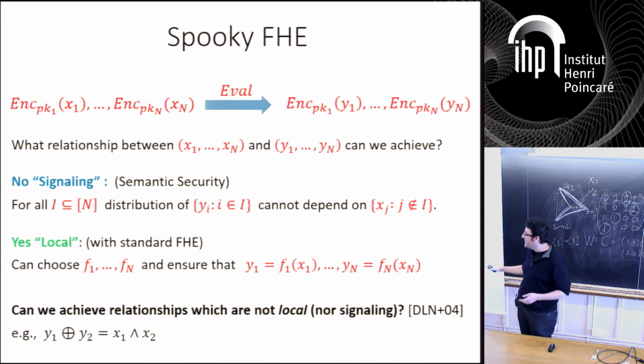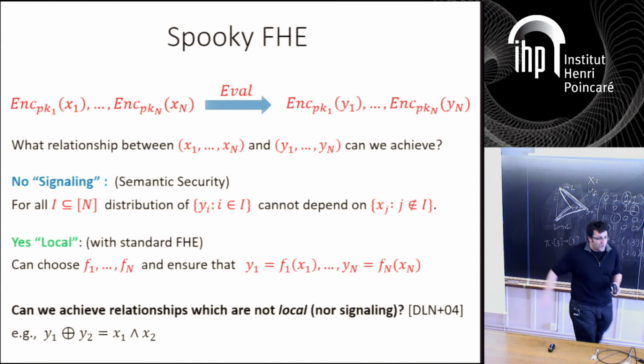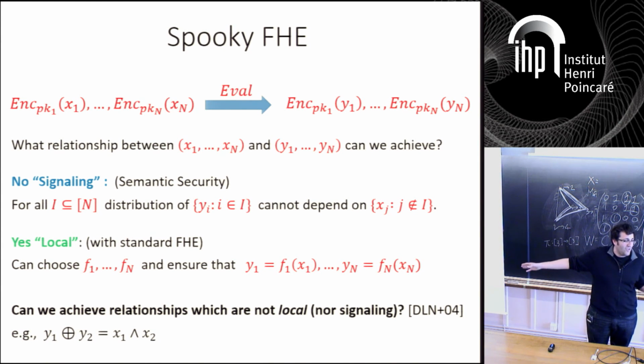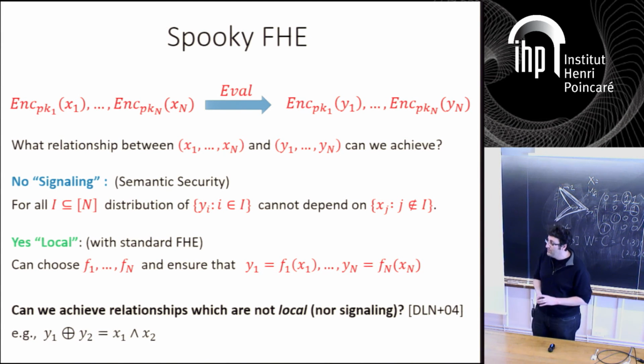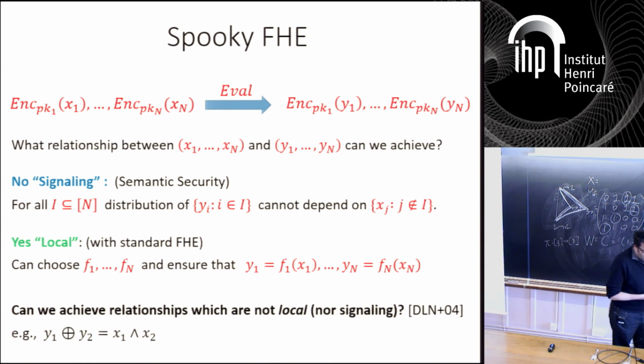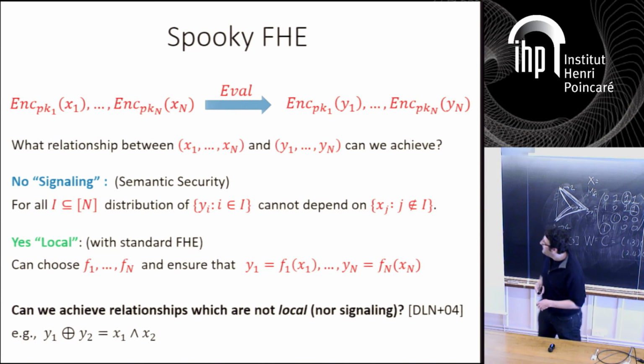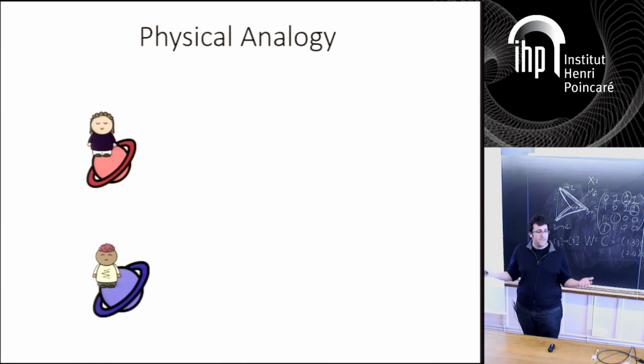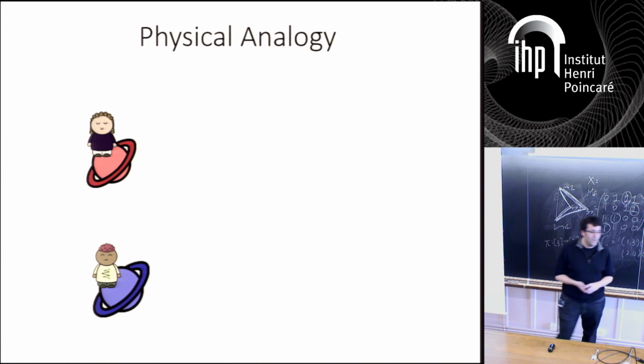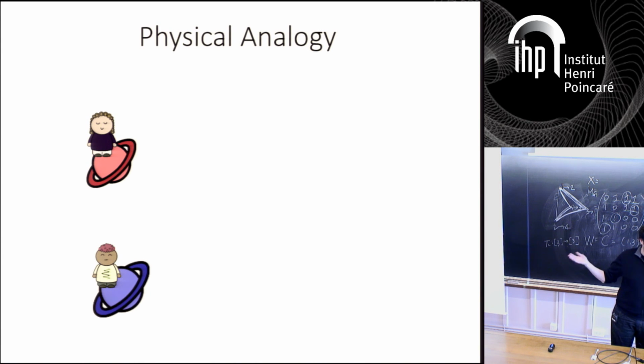Okay, and so they observed that if you could do things like this, that scheme would not be secure. And they asked the question, are there schemes that allow you to do strategies that are neither local nor signaling? They called that type of relationship spooky, so let me tell you why. It's by physical analogy to something that happens in quantum mechanics.